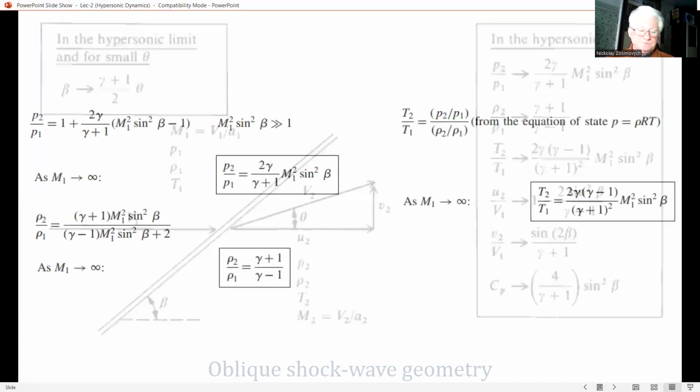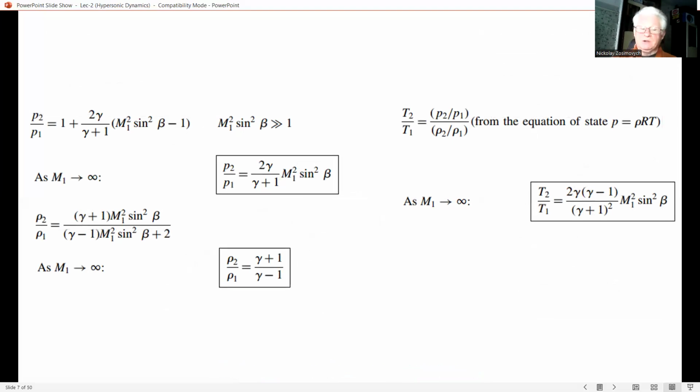To begin with, the exact oblique shock relation for the pressure ratio across the wave is given by the following. You may see it on this slide. Exactly, we may write p2 over p1 equals 1 plus 2 gamma over gamma plus 1 times the expression in the bracket, M1 squared sine squared beta minus 1. Beta here is the wave angle.